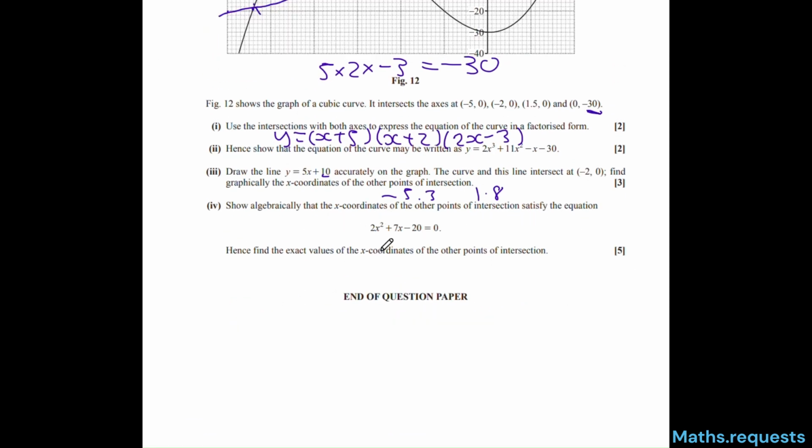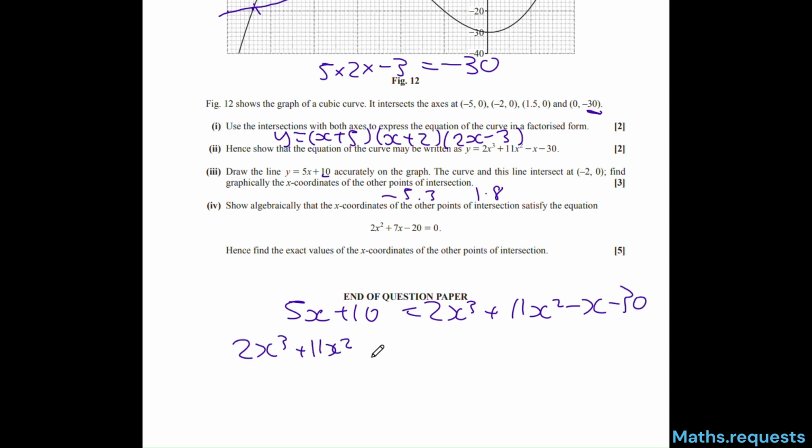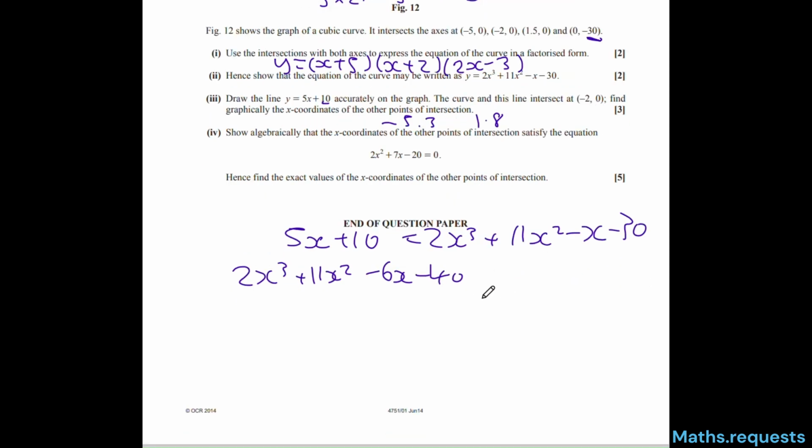Show algebraically that the x coordinates of the other points of intersection satisfy the equation 2x squared plus 7x minus 20 equals 0. Hence find the exact values for the x coordinates of the other points of intersection. Alright, so we're going to equate the two equations. So 5x plus 10 equals 2x cubed plus 11x squared minus x minus 30. So that gets us 2x cubed plus 11x squared minus 6x minus 40 equals 0. And then you can see here that it's minus 20 and we have minus 40.